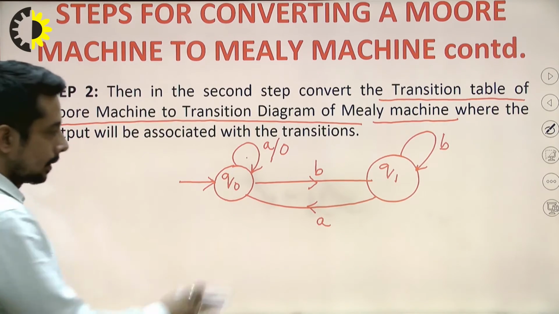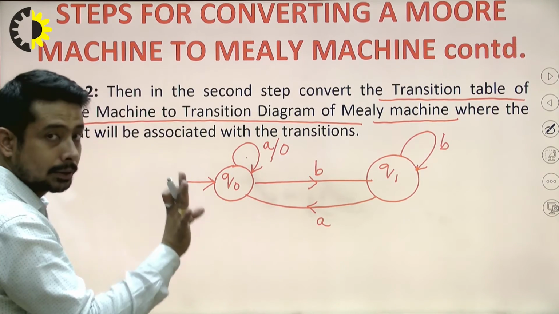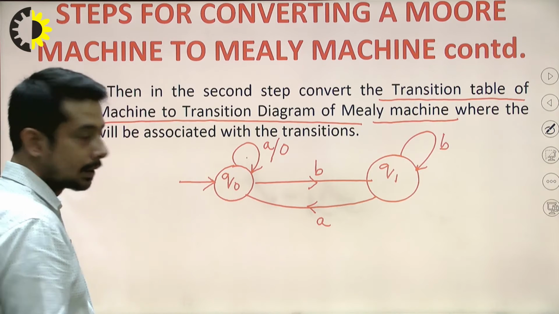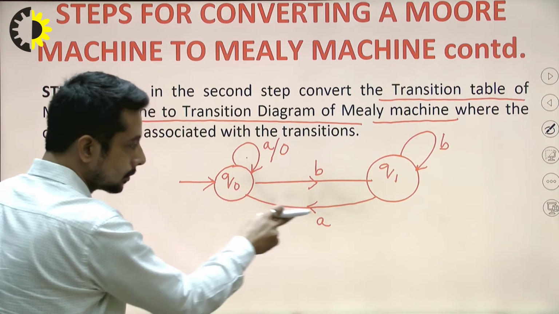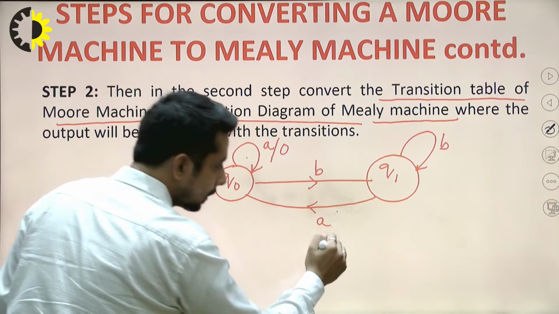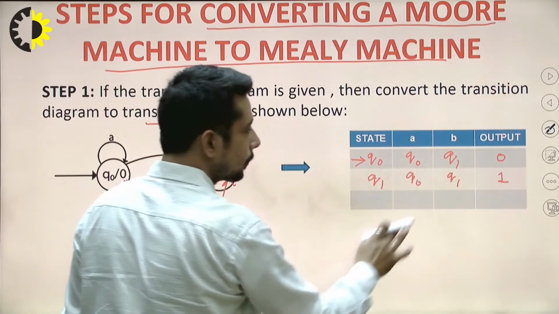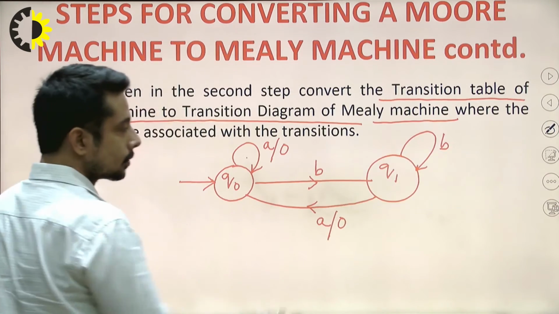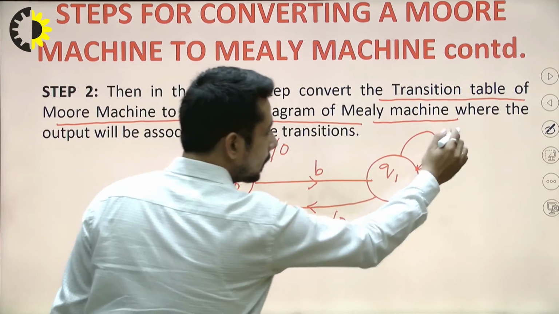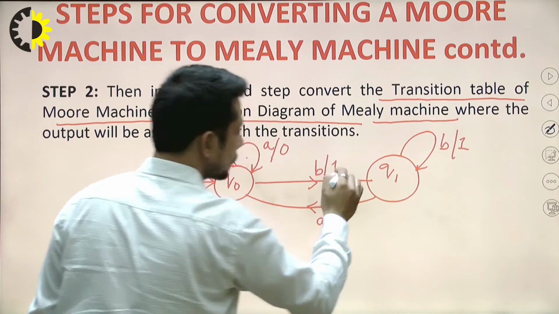Then next, A, where is it entering? I am just considering the incoming edges to this state. Incoming edge of Q0 is which one? A. Once I have already done, this will be 0. What is the output of Q1? Output of Q1 is 1. So incoming edges of Q1 will be B/1, B/1. So this is your Mealy machine.